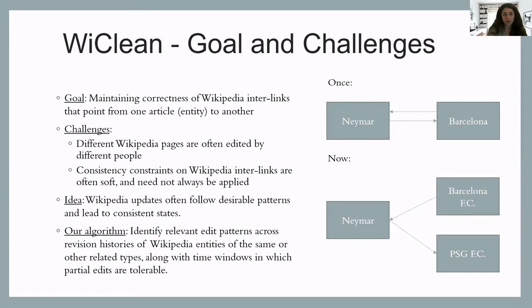Wikipedia updates often follow desirable patterns and lead to a consistent state. So what our algorithm does is that it identifies relevant edit patterns across revision history of Wikipedia entities of the same or other related types, along with the time window in which partial edits are tolerable.